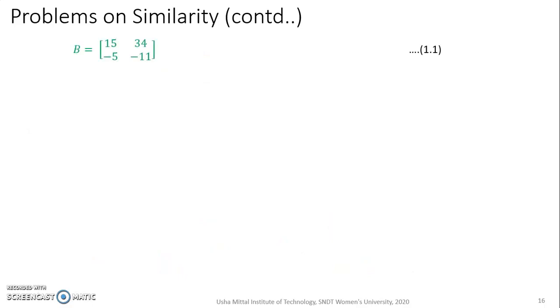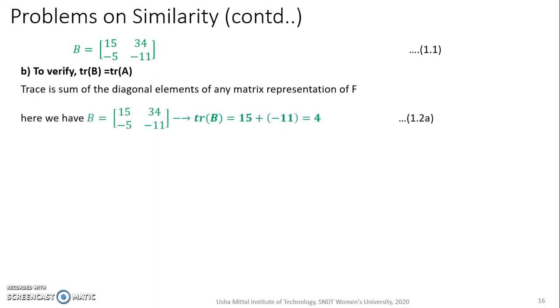Now we'll move to the section B. Here I have written the matrix B for the reference, as we are going to use it for the further calculations. So let's go for verifying the trace of B is equal to trace of A. So trace is nothing but the sum of the diagonal elements of any matrix representation of F. So here B is the matrix representation of F in one of the bases, and similarly A is also the matrix representation of F in another basis.